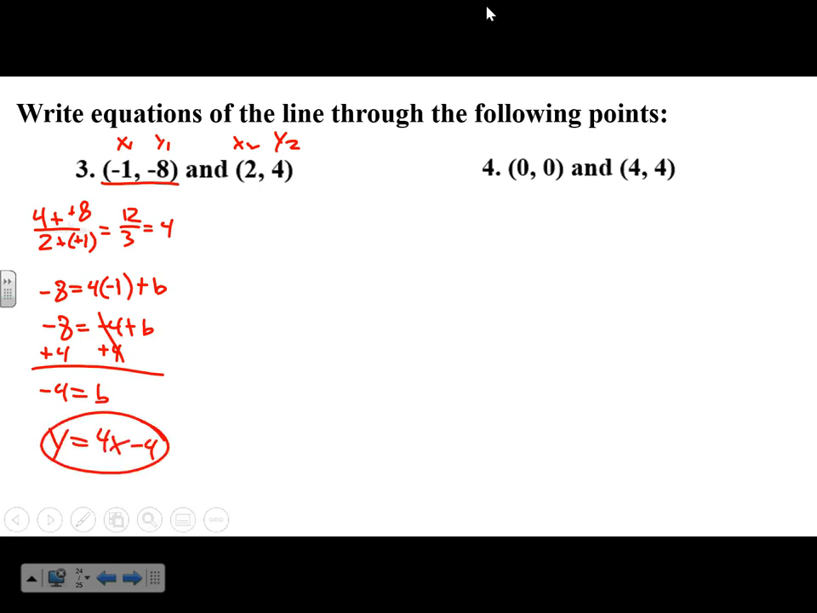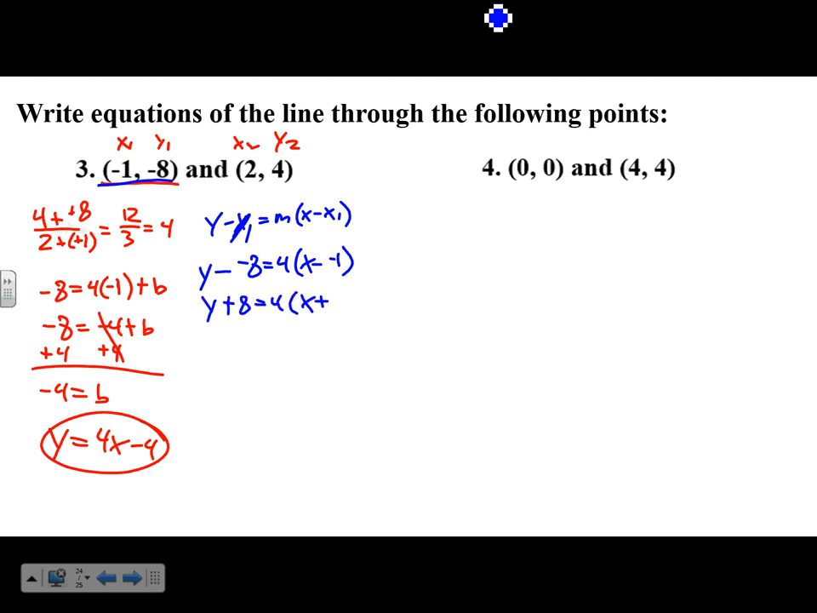Or again, you can use your point-slope form. Y minus y1 is equal to m times x minus x1. So y minus my y1, again, I'll just use this one, negative 8 is equal to my slope 4 times x minus negative 1. So y plus 8 is equal to 4 times x plus 1. And again, distribute that out. Y plus 8 is equal to 4x plus 4. And subtract 8.